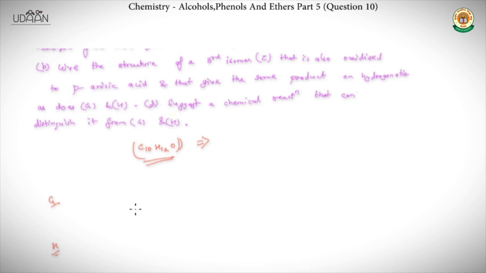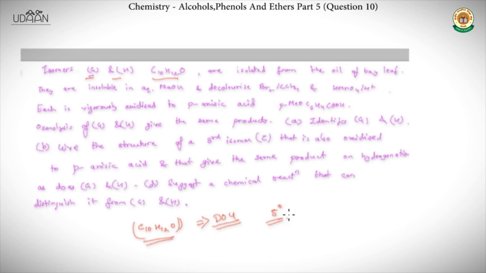In C10H12O or any compound like this, first we will find the degree of unsaturation. How much is the unsaturation? We know that in this case the unsaturation is 5. Therefore, the compound has a degree of unsaturation equal to 5. Now, let us proceed further. These are isolated from the oil of bay leaf, and they are insoluble in aqueous NaOH. That is, they are non-acidic, because if they reacted with aqueous NaOH, then they would be acidic. And then they decolorize bromine in carbon tetrachloride and KMnO4 with H+, which means an alkene or alkyne is present.